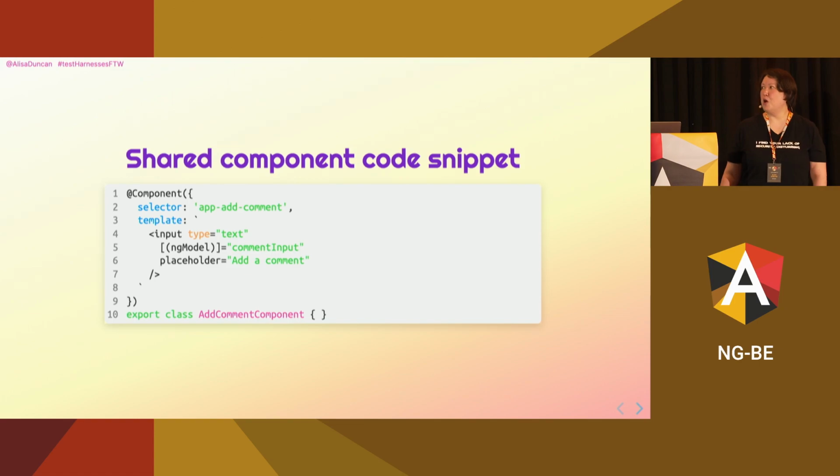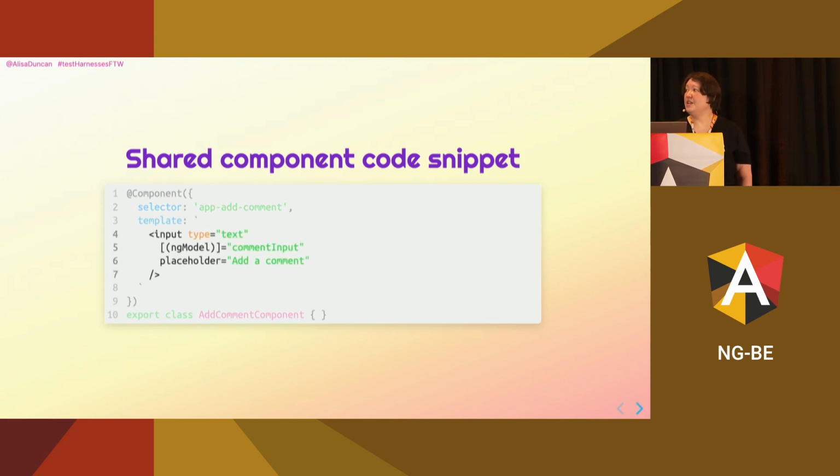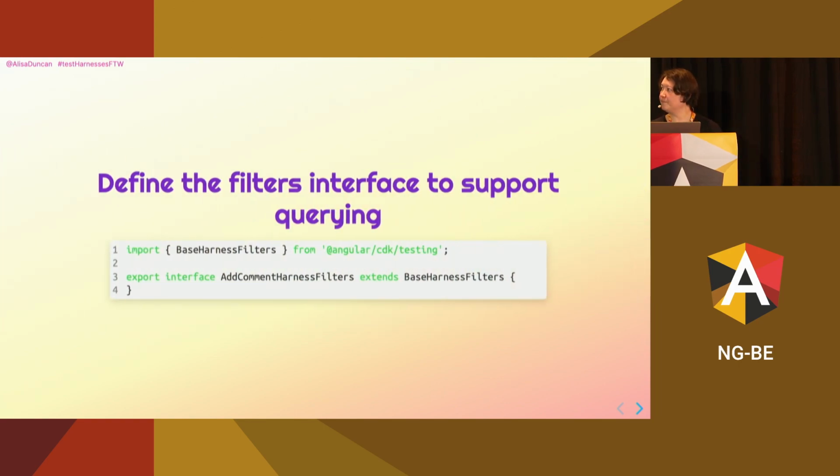So we take a look at the component snippet. Of note, we have the selector, which is app-add-comment. And then in the template, we have the input control. We should also have that button, but we're going to focus on just this one element for right now, just so we can keep things really streamlined. But you'll see how it extrapolates out to other elements on your component.